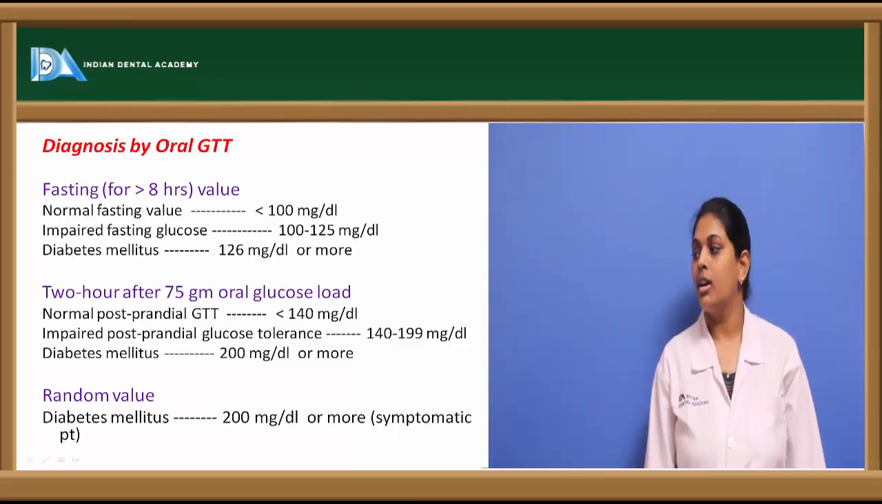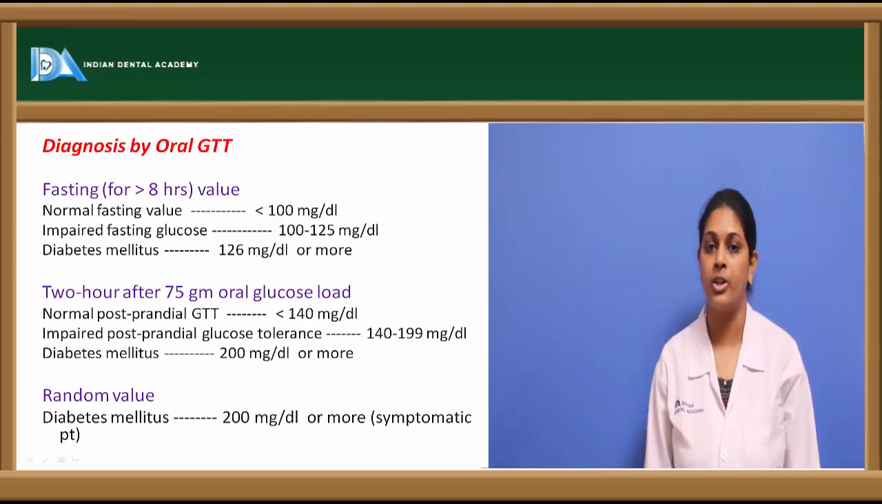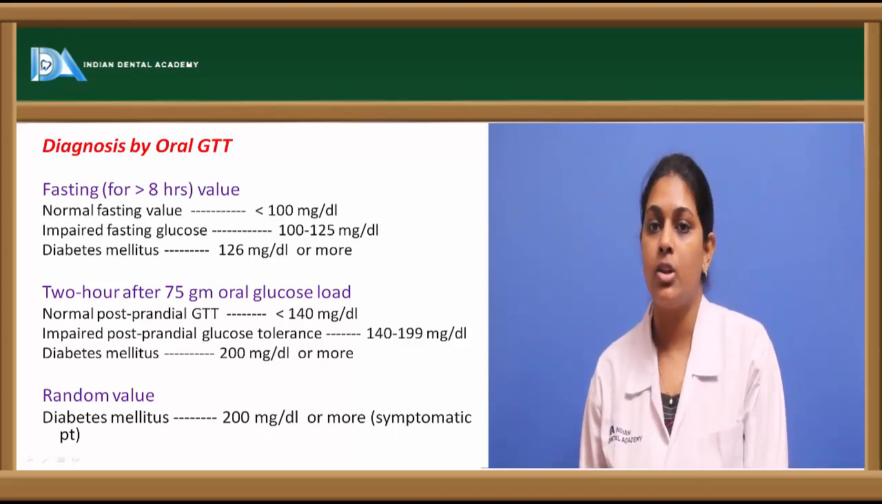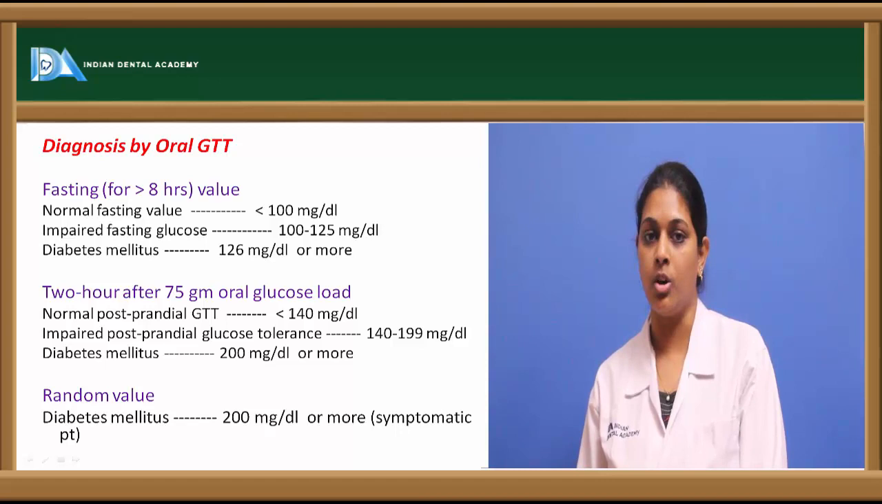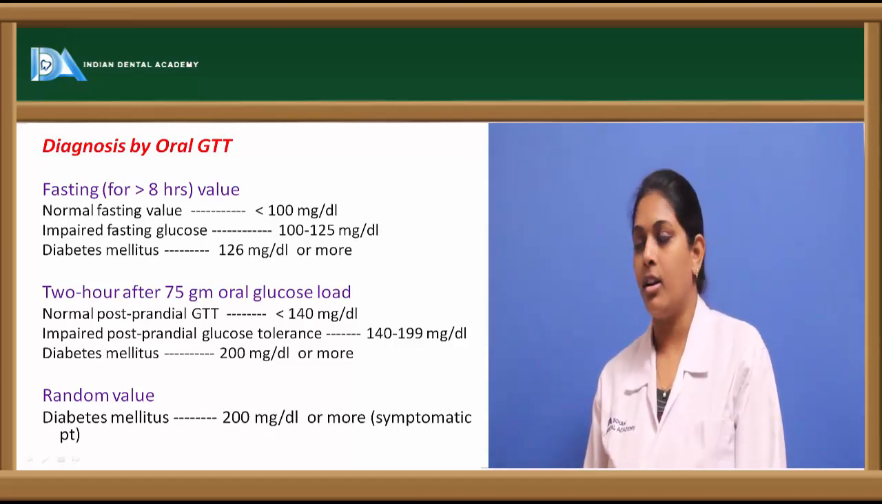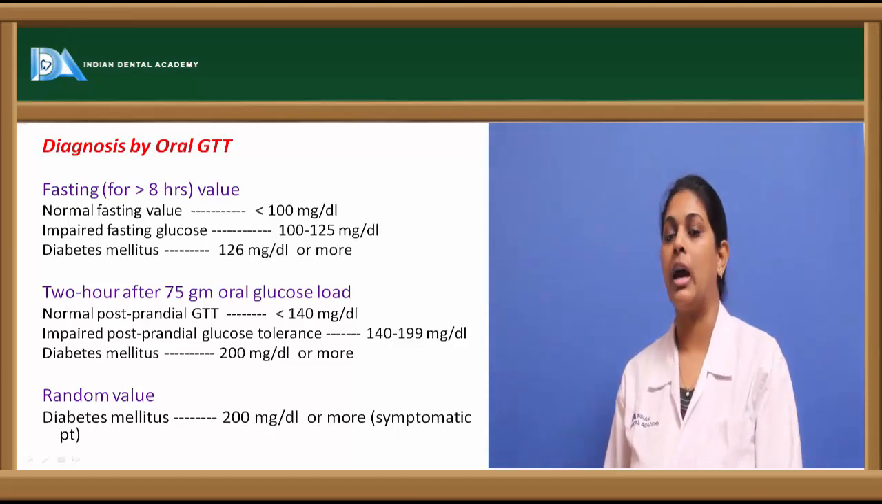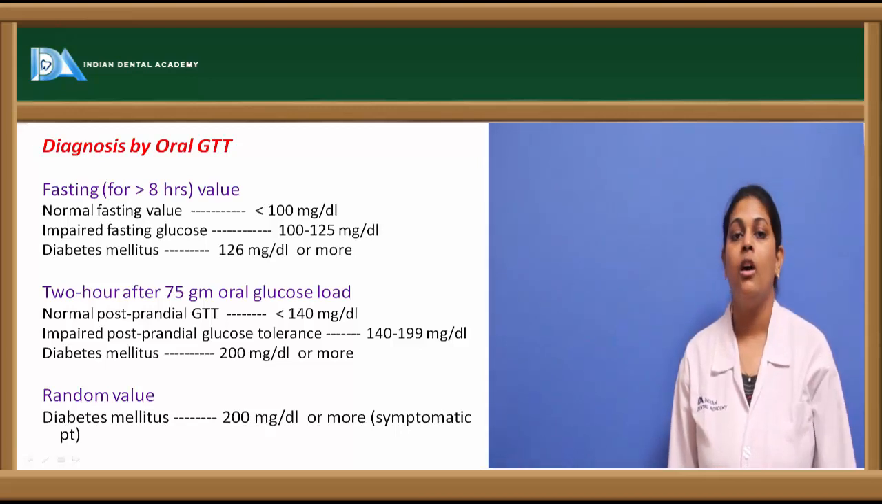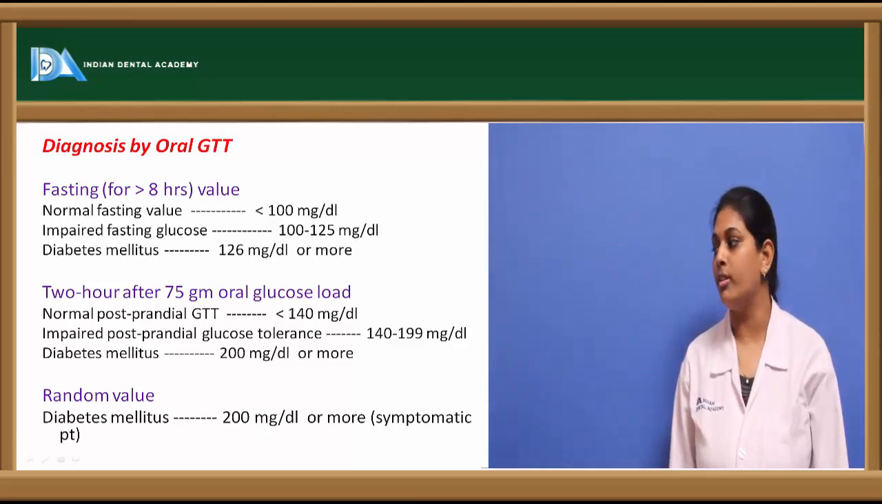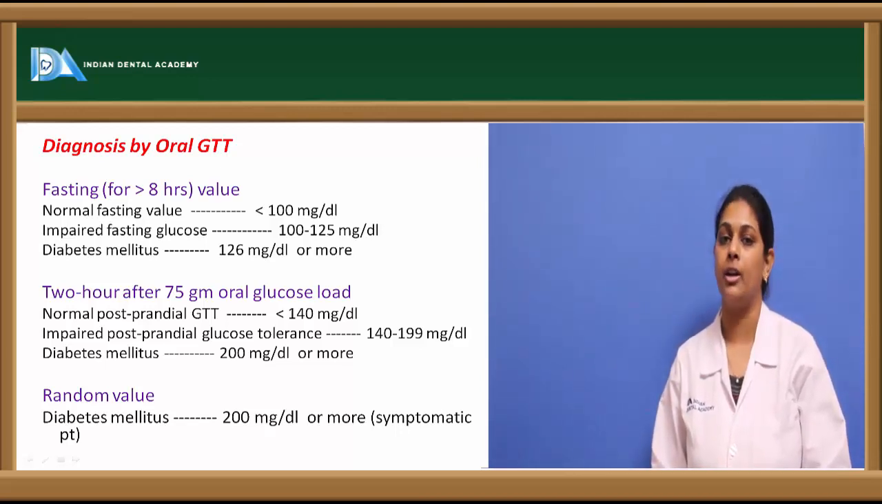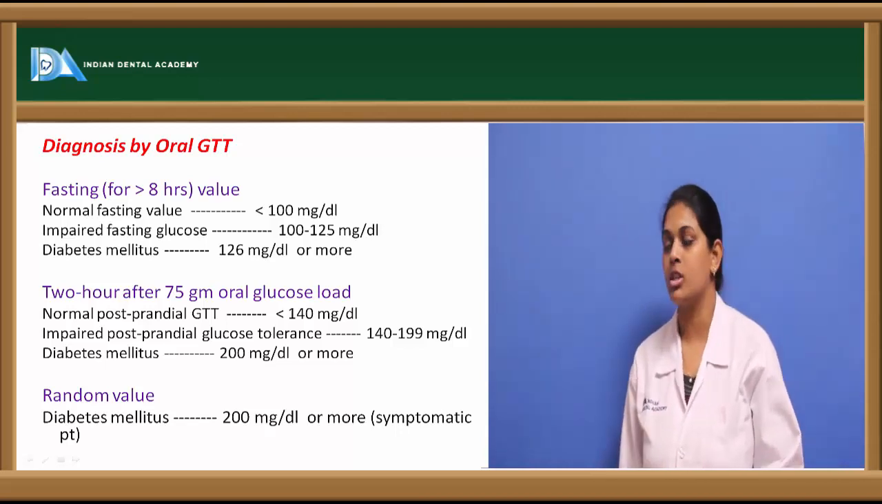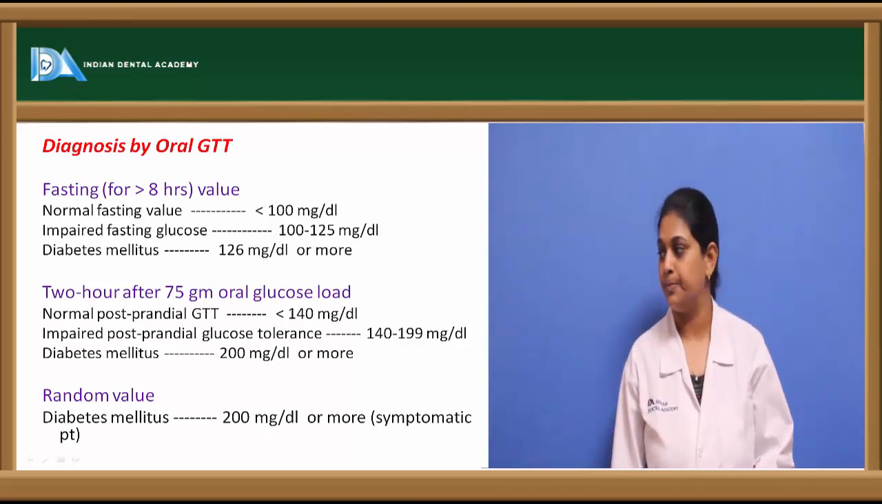Coming to the random levels, that is, a patient who has not fasted and has not been given any glucose load, and the blood glucose is collected randomly. If the level is 200 or more, then the patient is diabetic mellitus. This is the diagnosis by the oral glucose tolerance test.